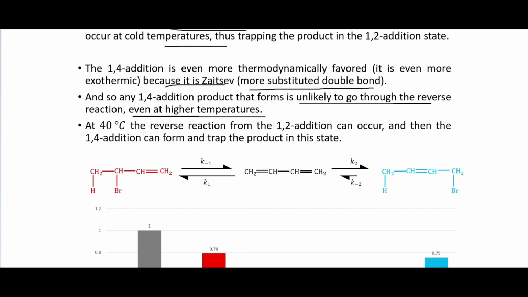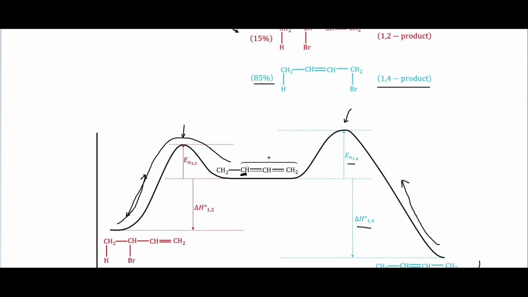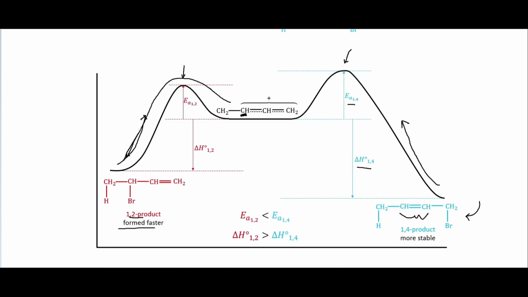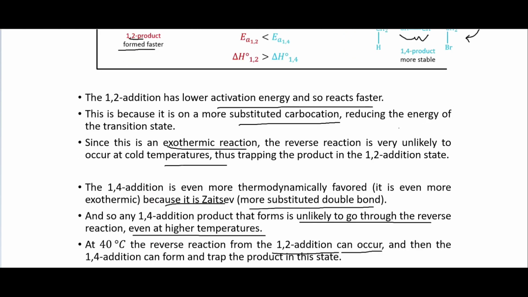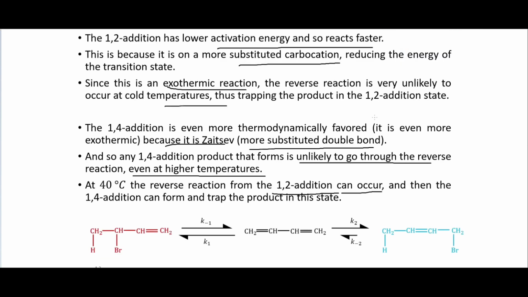At 40 degrees Celsius, the reverse reaction from the 1,2 addition can occur. So when we heat it up, we are able to actually get back over this right here, and we will be in equilibrium going back and forth right here. But we can get back over here, and then the ones that go back over this hill here instead will get trapped down there. And so we end up with more of that product getting trapped there. And so it will keep getting trapped there and end up with that as the predominant product.